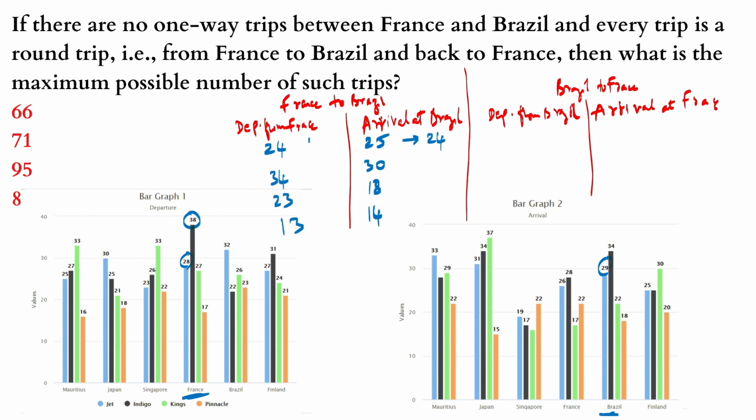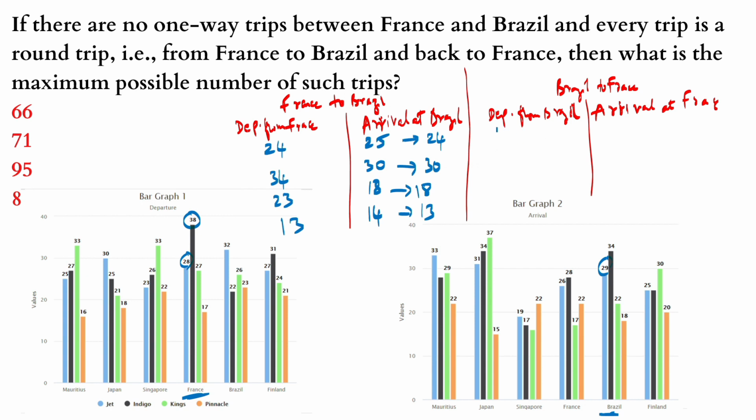So 34 are departing from France and 30 are arriving at Brazil, so we must consider only 30, because the remaining 4 flights might have gone to some other country. So between 23 and 18 we must consider 18, and between 13 and 14 we must consider 13.